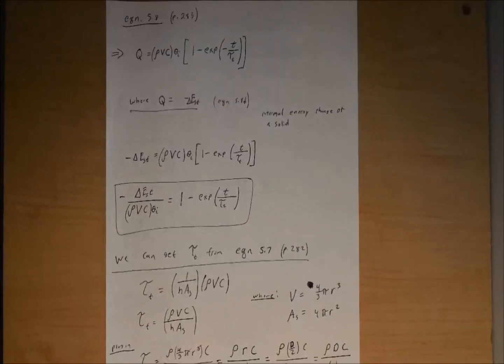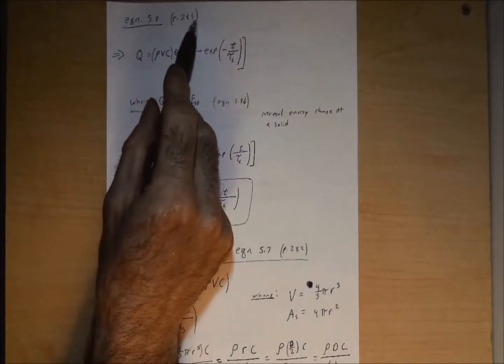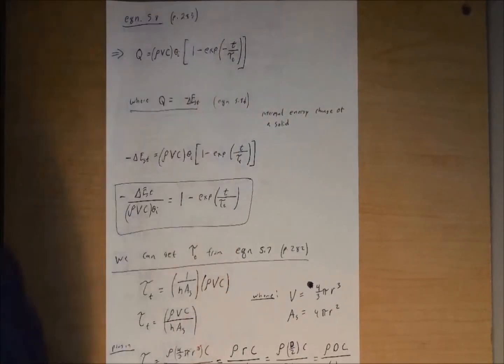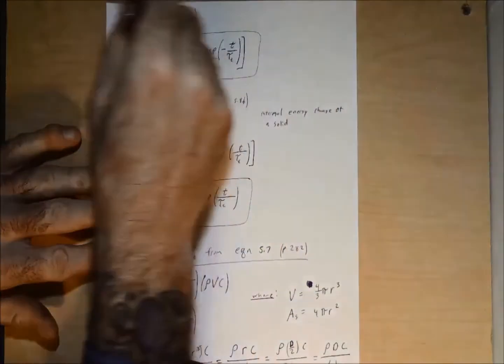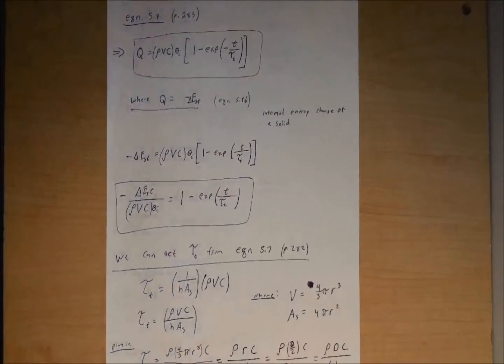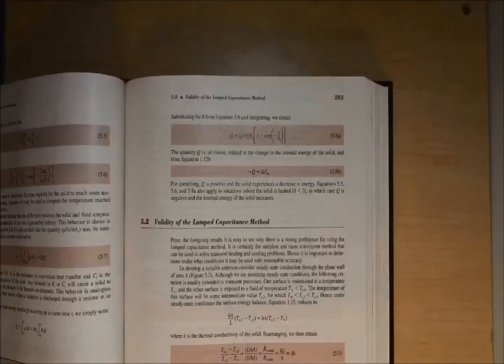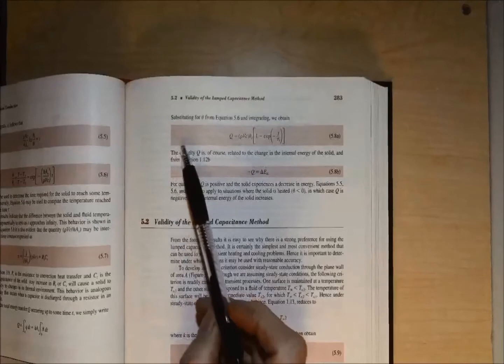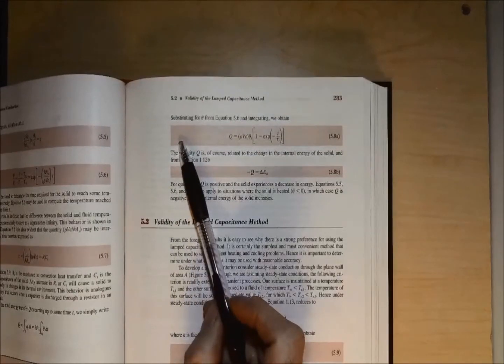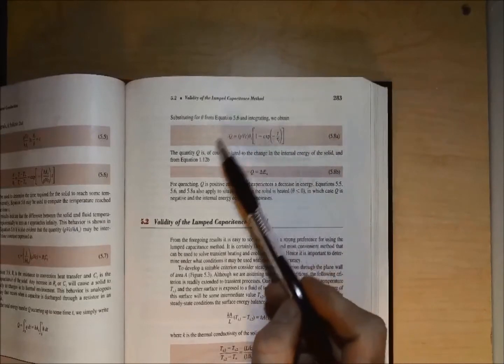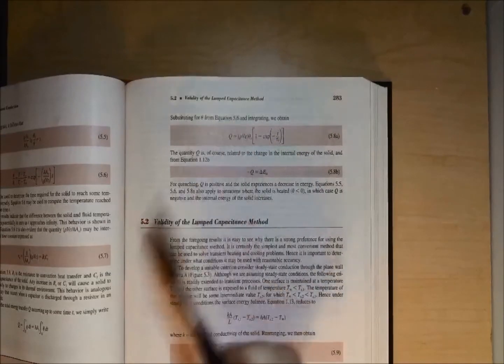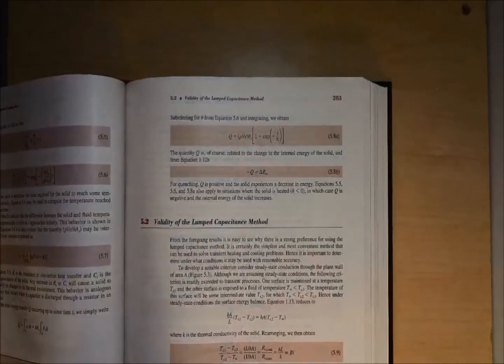For the next portion of the solution, we look at equation 5.8 on page 283 of our textbook, and we obtain this relationship here. I'll now switch over to the actual textbook's equation for this and show you where this came from. So here is equation 5.8 from page 283 of the textbook, and this equation is derived by integrating equation 5.6, so we can reference back to 5.6 as well on the previous page on page 282.